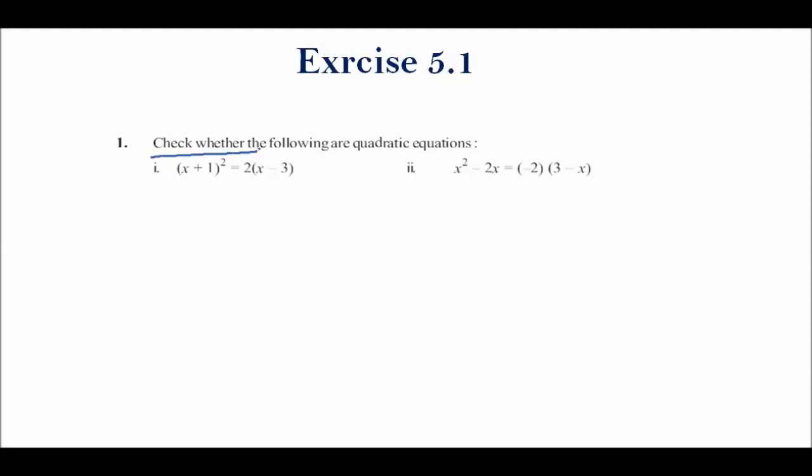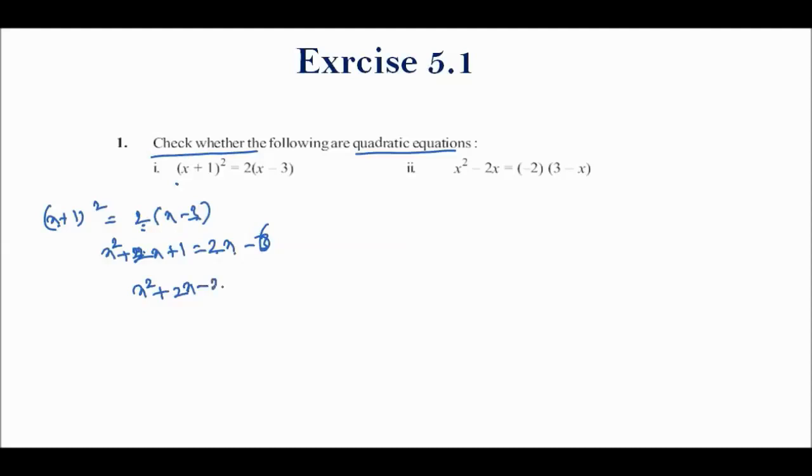Check whether the following are quadratic equations or not. So here x plus 1 whole square is equal to 2 into x minus 3. So x plus 1 whole square is equal to x square plus 2x plus 1 is equal to 2x minus 3, minus 6. 2 threes are 6, 2 into x is 2x. So here x square plus 2x, it will go here, minus 2x, 2x minus 2x, plus 1 plus 6 is equal to 0. So x square plus 2x minus 2x will get cancelled and plus 7 will remain is equal to 0. So this is also a quadratic equation because the x square term is left here.